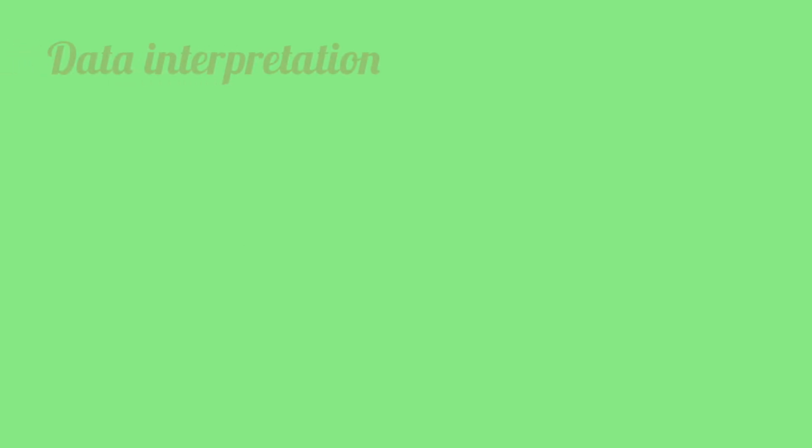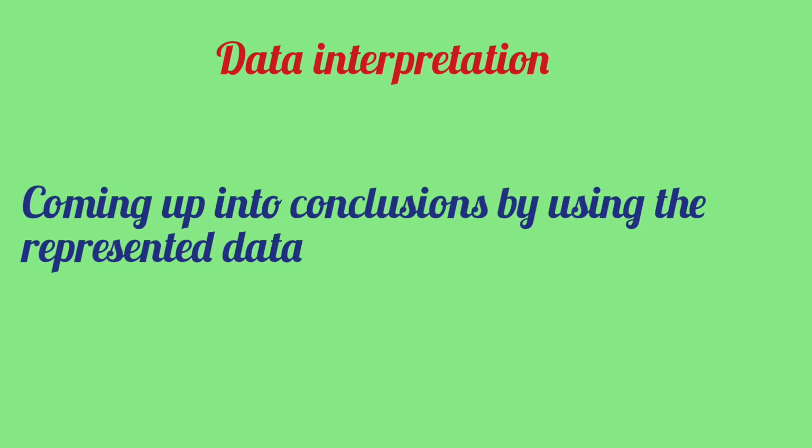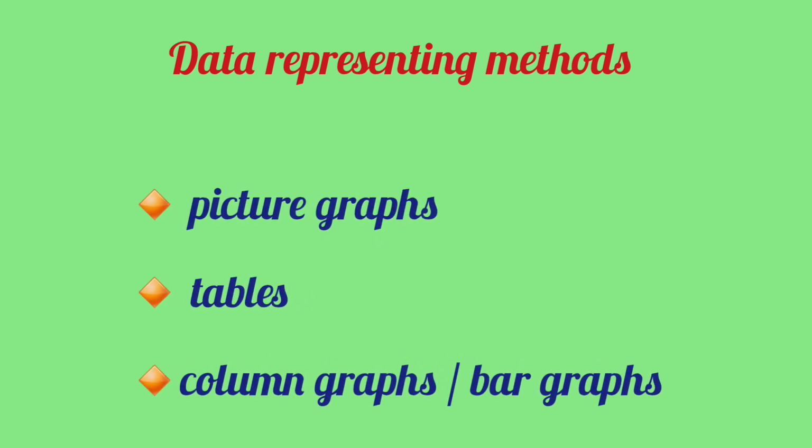Then what is data interpretation? Coming to conclusions by using the represented information is data interpretation. What are the data representing methods you have learned up to now? In earlier grades, you have learned about picture graphs, tables, column graphs and bar graphs. In this grade, you are going to learn about the stem and leaf diagram. That is also a data representing method.